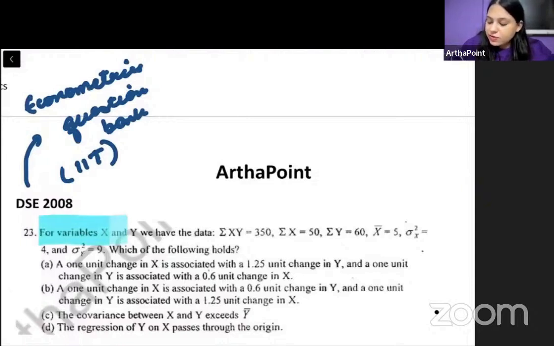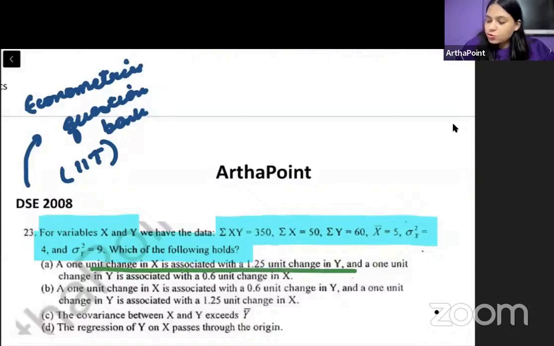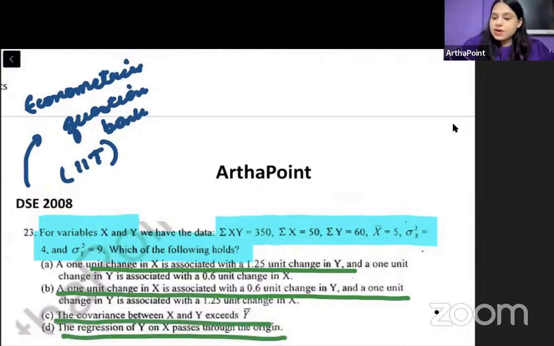For variables x and y, we have the data: summation xy is 350, summation x is 50, summation y is 60, mean of x is 5, variance of x is 4, variance of y is 9. Which of the following holds? Before you attempt this question, see that this is talking about the value of beta. If you look at the first two options, it is saying 1 unit change in x is associated with 1.2 change in y, 1 unit change in x is associated with 0.6 change in y, covariance between x and y, regression of this passes through origin.